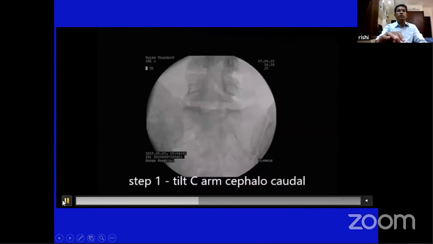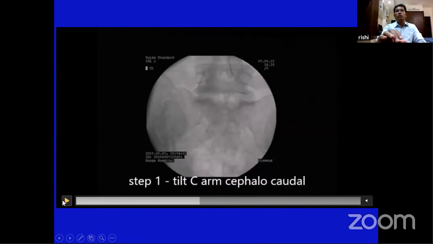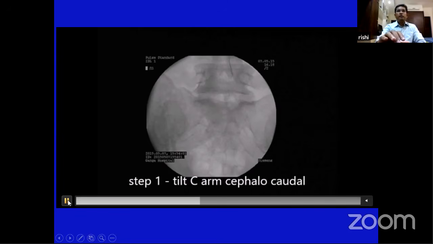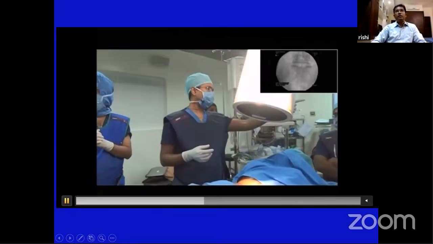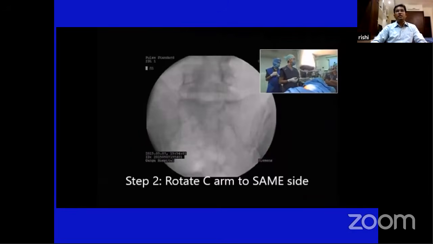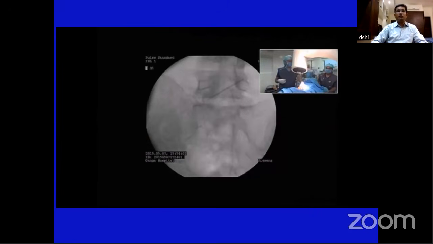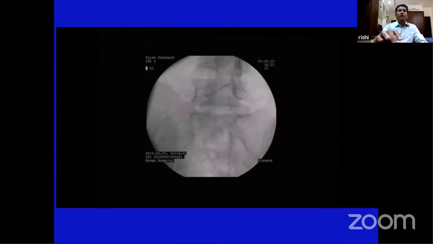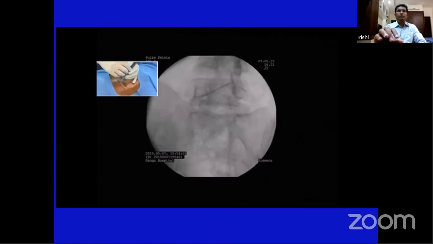The first thing to do is to get a C-arm view, and the C-arm should be tilted cephalocaudally to get the L4, L5 disc space parallel to each other. So now the disc space and end plates are parallel to each other. The next step is to get the Scotty dog view. So now we have got the Scotty dog view, and I have placed the hypodermic needle over the neck of the dog, and I give a local anesthetic injection to numb the skin and the fascia.